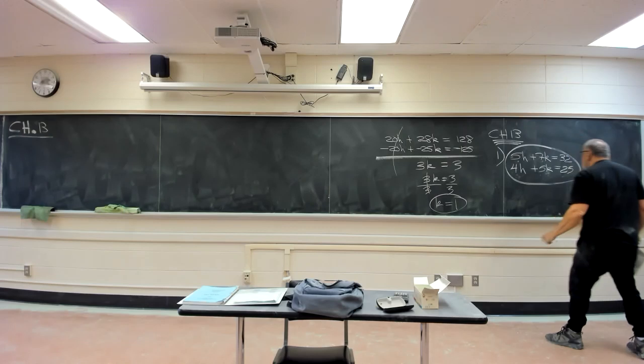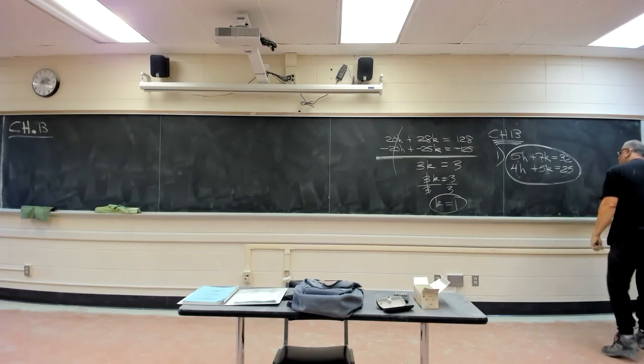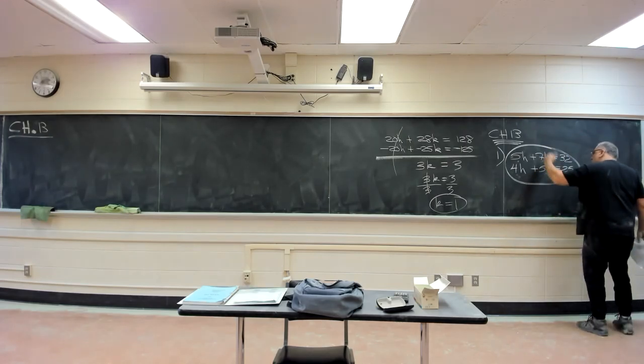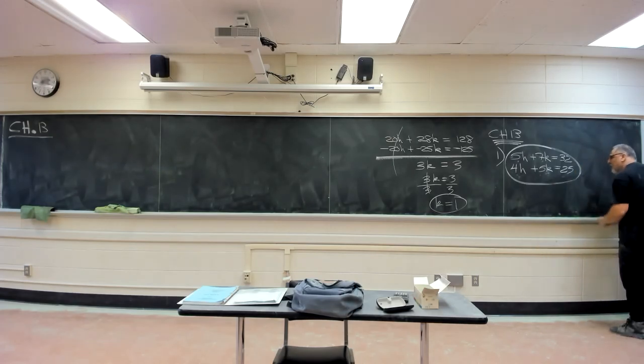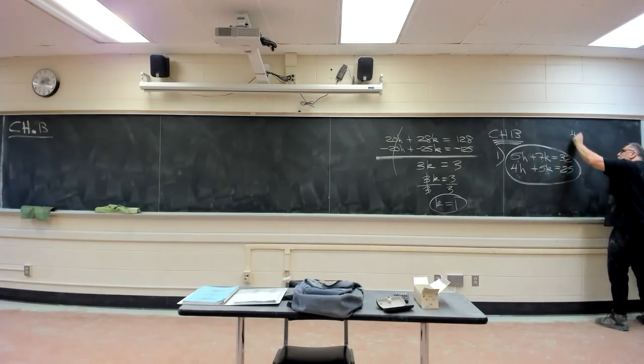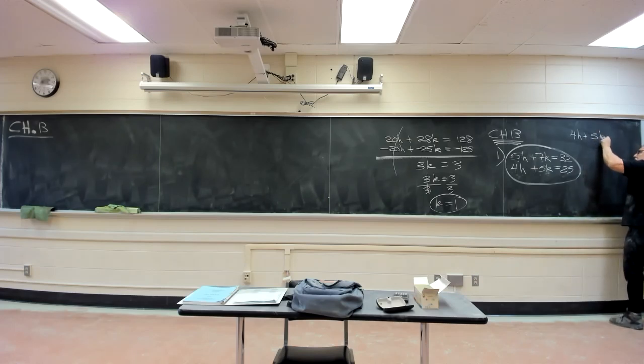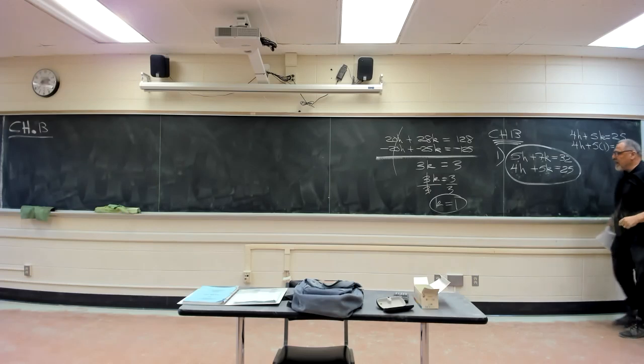K equals 1. If K equals 1, you can plug K equals 1 into either one of these equations. It doesn't really matter. This one looks a little easier to look at. 4h plus 5k equals 25. Don't know what h is. Do know that k is equal to 1, and we'll take it from there.